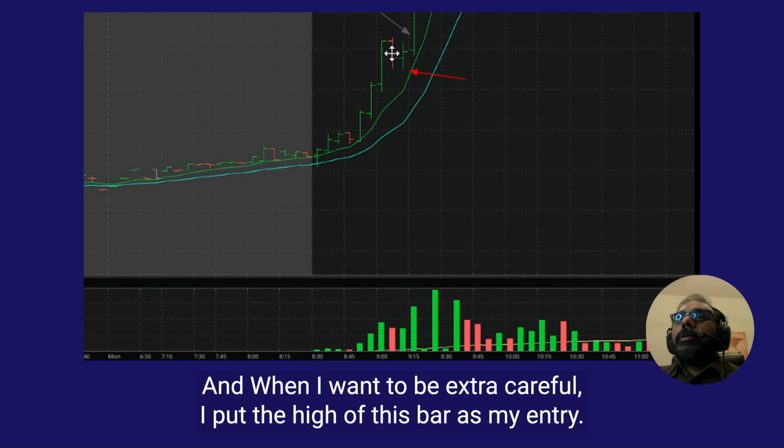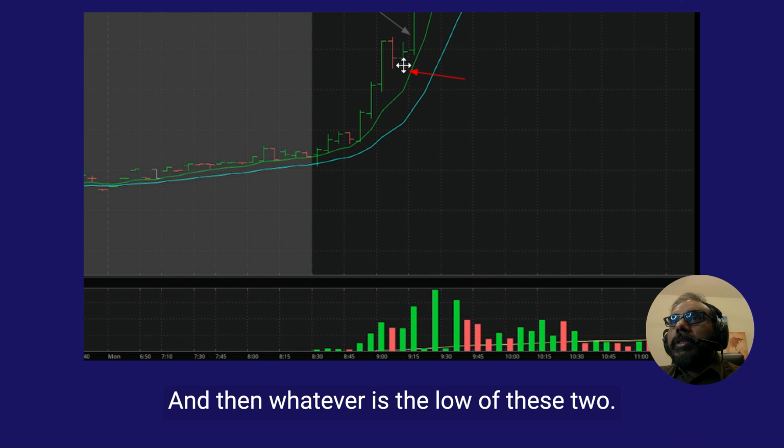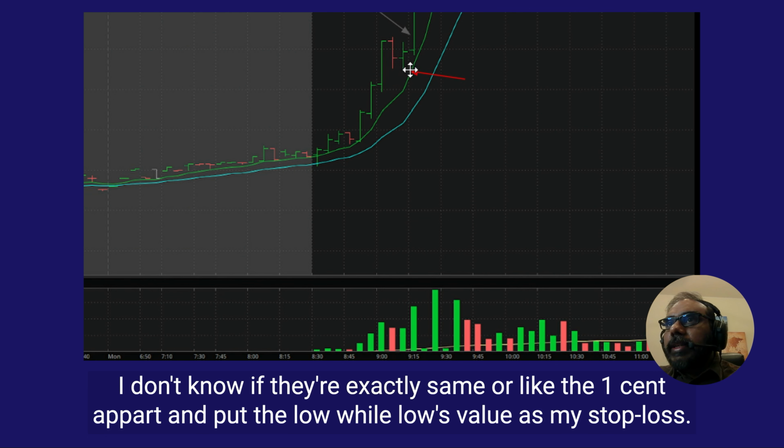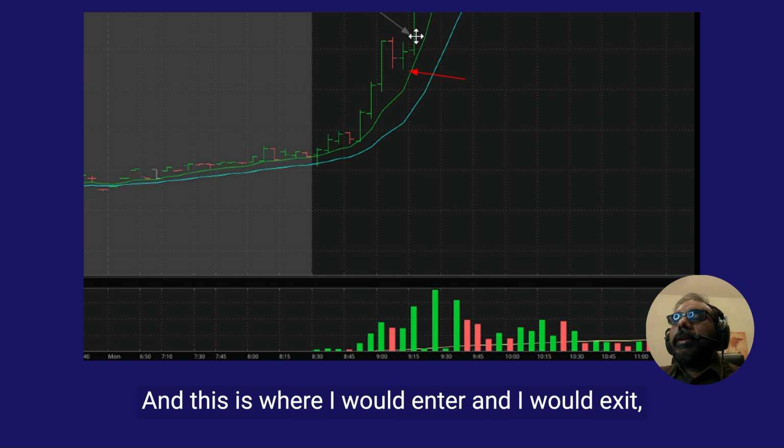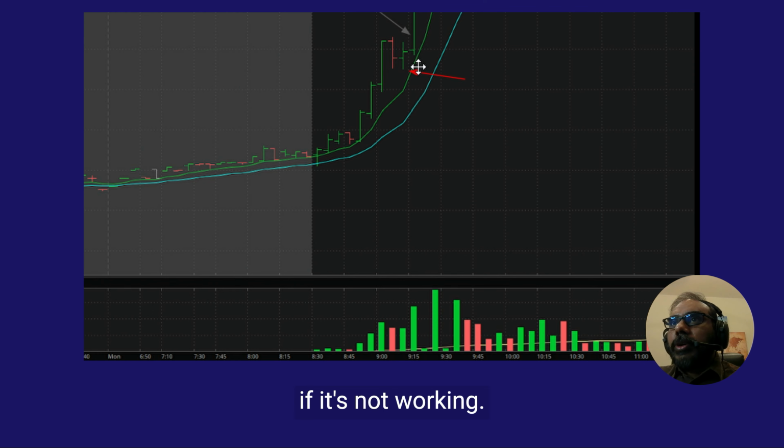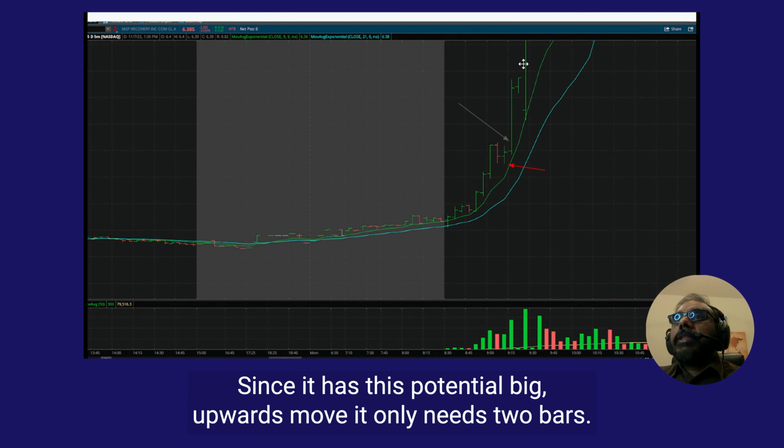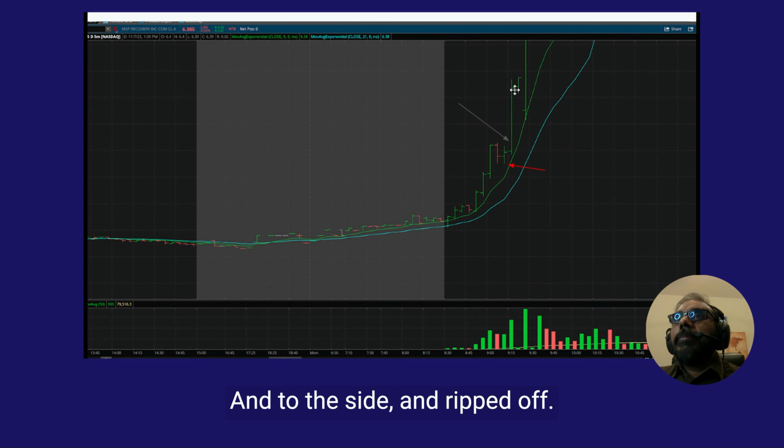And when I want to be extra careful, I put the high of this bar as my entry, and then whatever is the low of these two, though if they are exactly the same or like there are 1 cent apart, the low value as my stop loss. And this is how I enter, how I exit if it's not working. Since it has this potential big upwards move, it only gives like 2 bars and 2 bars to the side and ripped off.